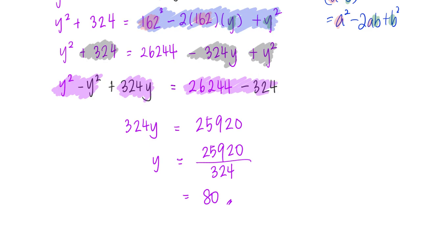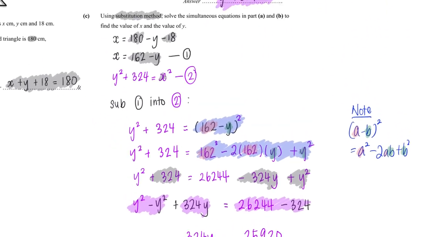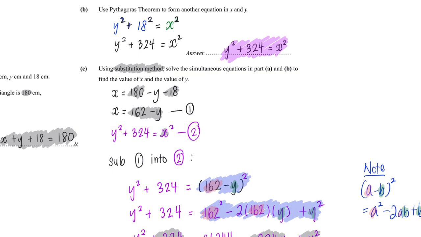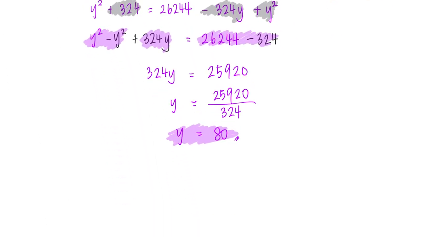And the moment I've gotten my y equals 80, I could then go back to my equation 1 and find my x, because now I know y is 80. So x is simply 162 minus y. In this case, 80. X is equal to 82.